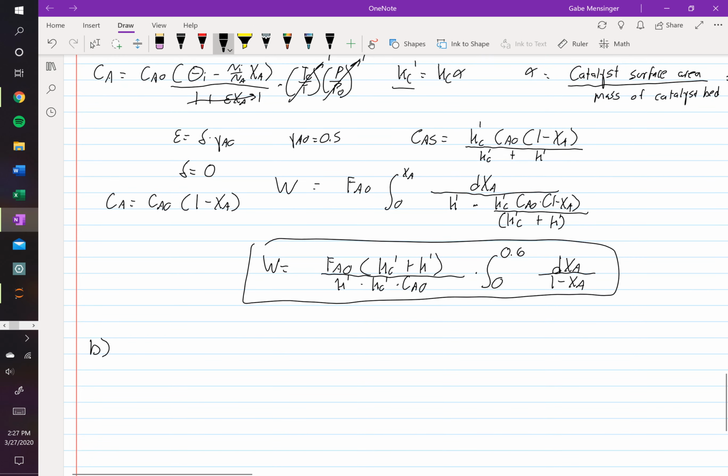For part B, it's almost the same. So once again, we have the CA naught 1 minus XA. Epsilon will still keep going to 0. P over P naught will still go to 1. But we now have to consider our temperature change, T naught over T. So there's our expression for CA. Our expression for CAS remains the same.